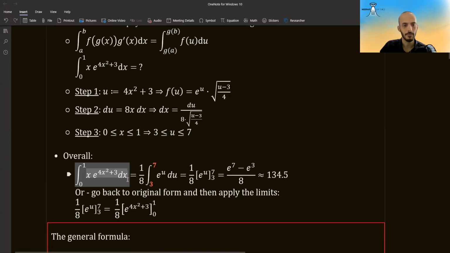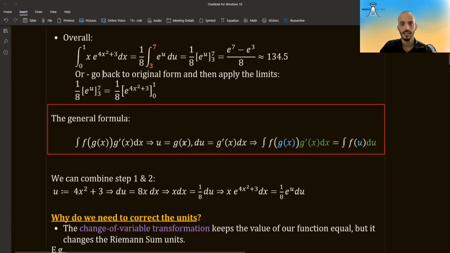Okay, so overall, of course, this and this cancel. We only get e to the power of u times 1/8, and we can already solve it here. The integral of e to the power of u is e to the power of u. If we take it from 3 to 7, we just get this thing, which is approximately 134.5.